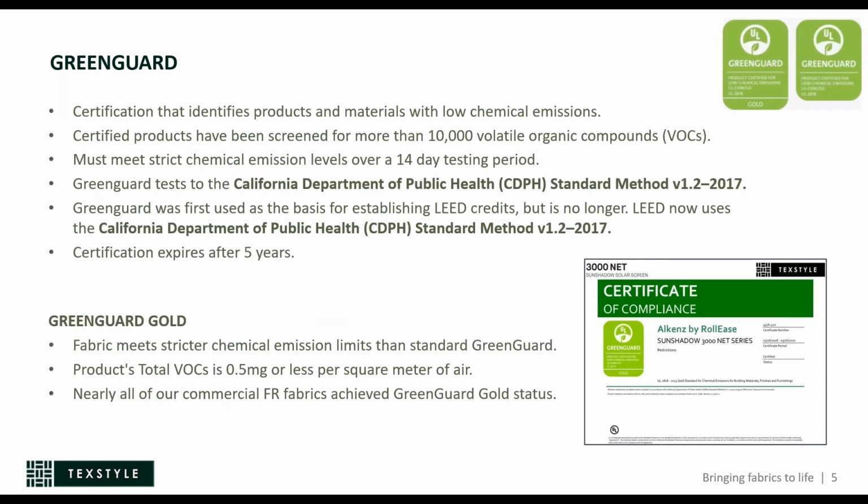Okay, starting with GREENGUARD. So you can recognize when a product has GREENGUARD or GREENGUARD Gold certification. If it has this logo you see here in the top right corner of your screen, that means it has that certification. GREENGUARD is a certification that identifies products that have low chemical emissions. It does this by screening products for more than 10,000 volatile organic compounds, also known as VOCs. Those volatile organic compounds are chemicals that are found within a solid or liquid that emit gas into the air at ordinary room temperatures. So what GREENGUARD is doing is essentially subjecting the fabric to a 14-day test period and then screening that air for chemicals.